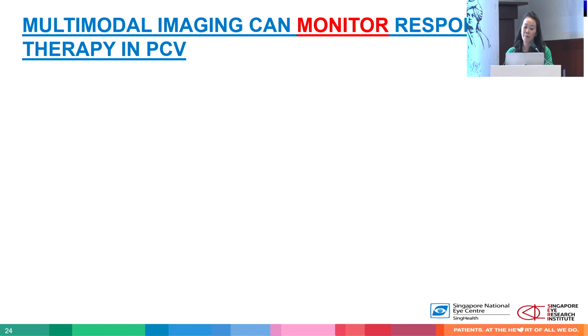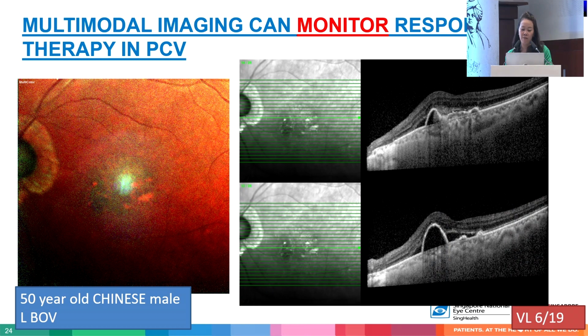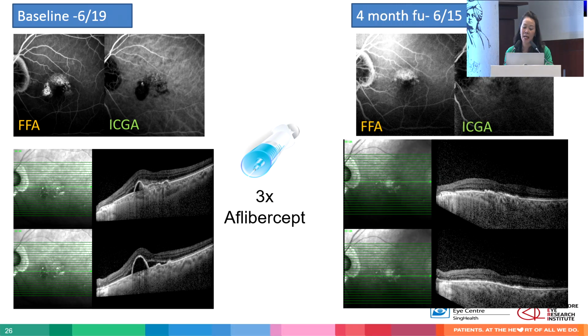And not only that, but multimodal imaging can also monitor response to therapy in PCV. This is a 50-year-old Chinese male. He had left blurring of vision. You can see a nice peaked PED with a little bit of the ring. We treat the patient, what happens? So at baseline, he's 6/19, and 3 aflibercept injections later, you see there's very nice regression.